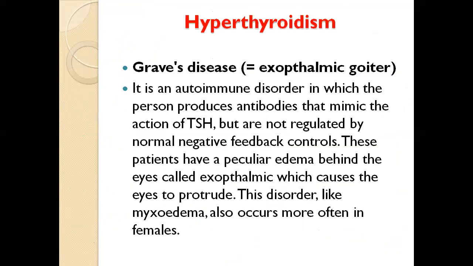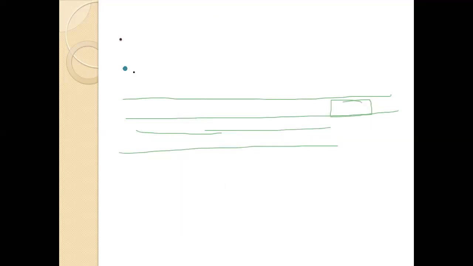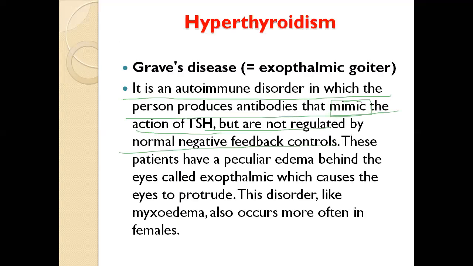Now let's try to read these lines. It is an autoimmune disorder in which the person produces antibodies that mimic the action of TSH. That means they look like TSH, but they are not regulated by negative feedback control. What is negative feedback control? What we said now: when TSH levels are increased, the information automatically goes to the hypothalamus, isn't it? But that won't happen because now it is not by the feedback. That is done by the mimicking antibodies of the immune system.